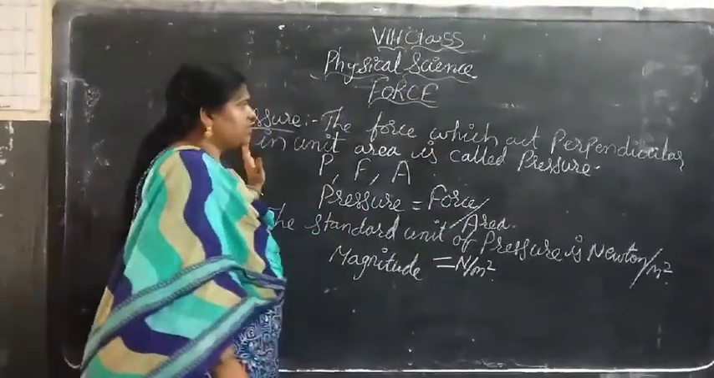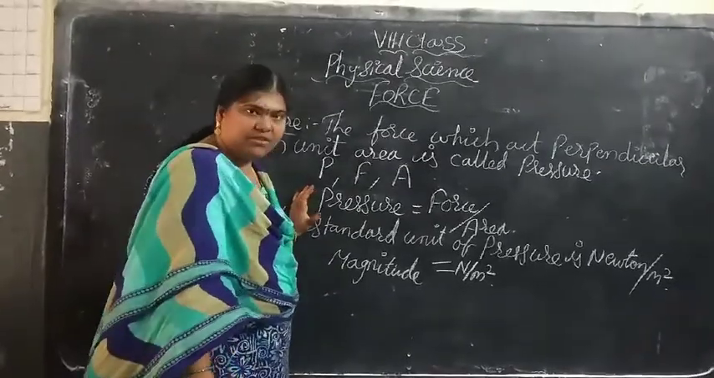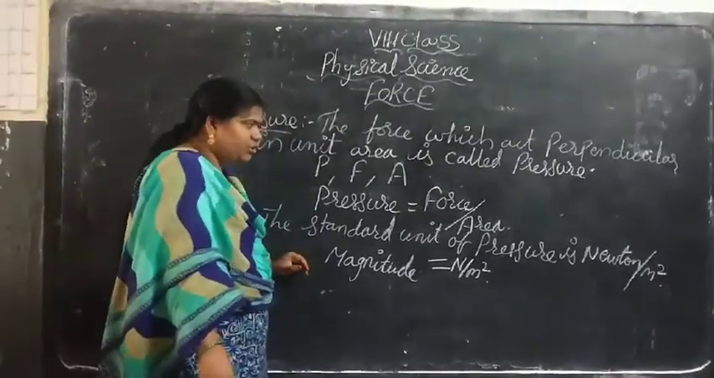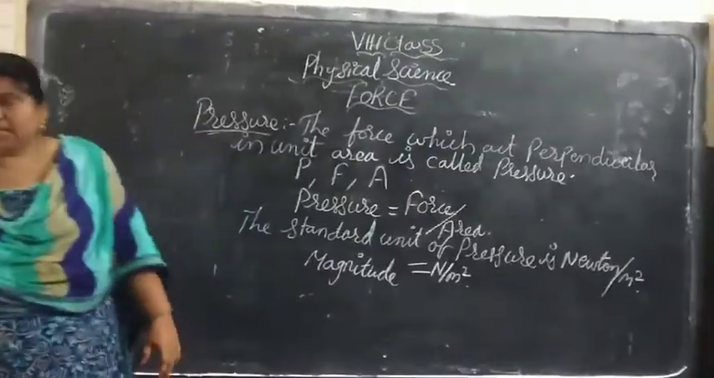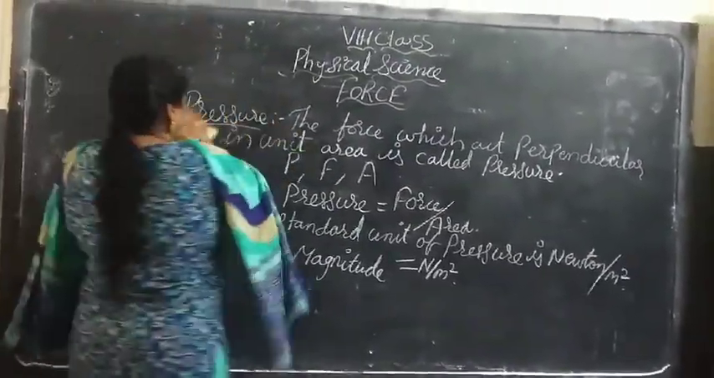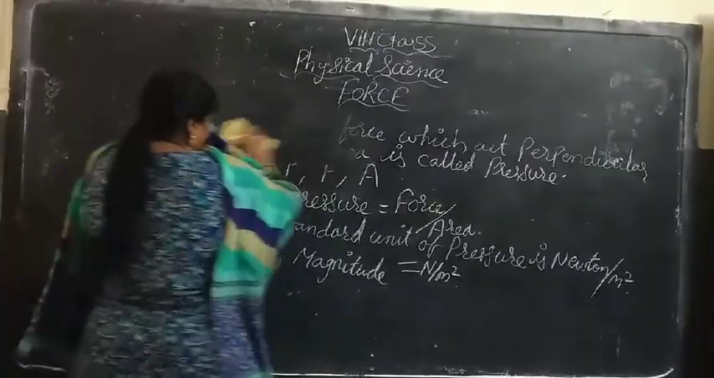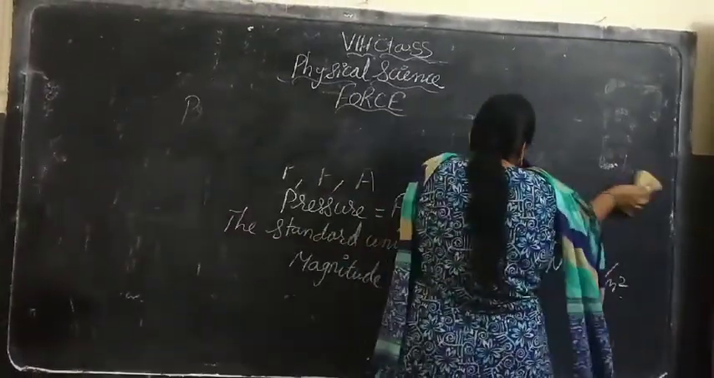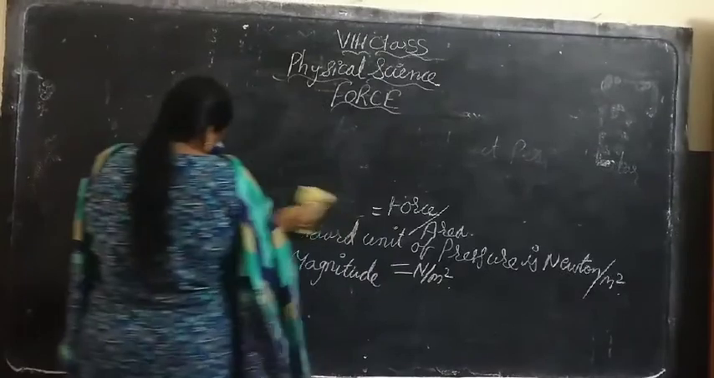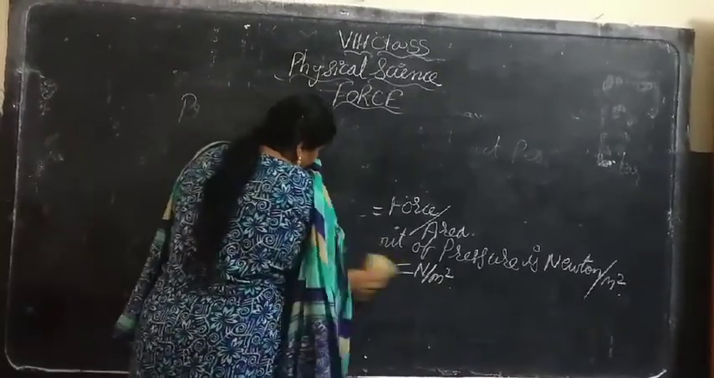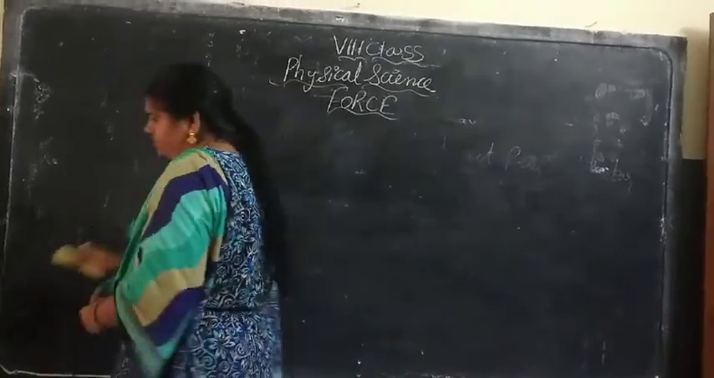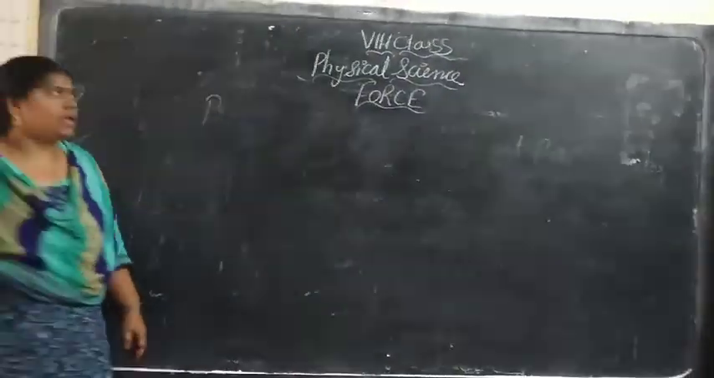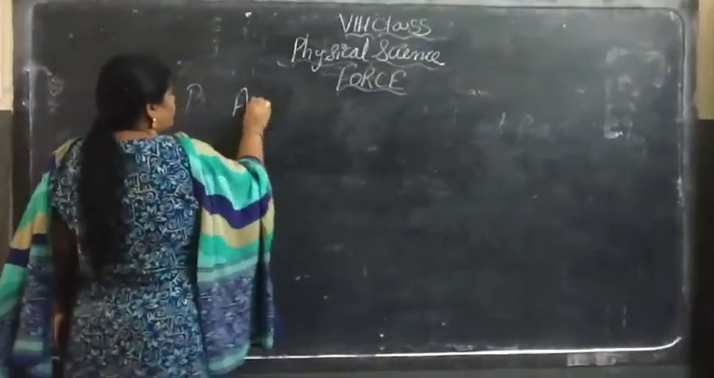So did you understand what is pressure and what is the formula for pressure? And the standard unit of pressure is Newton per meter square. Next, area of contact.